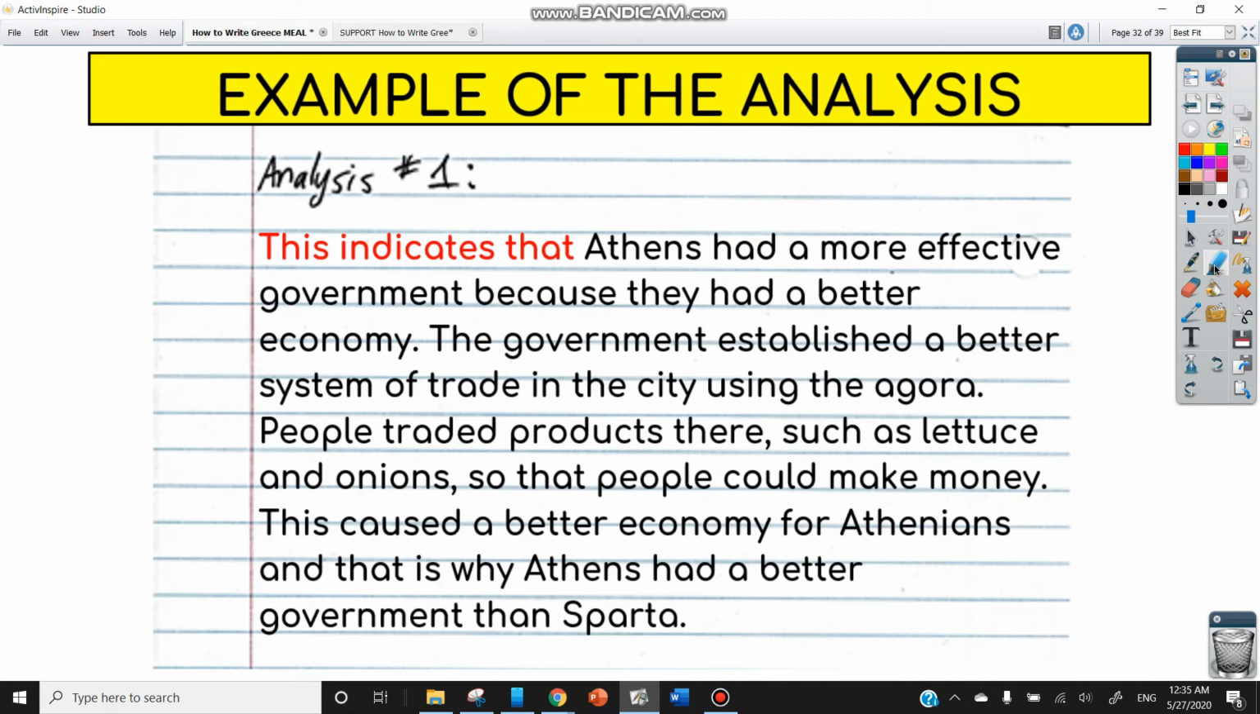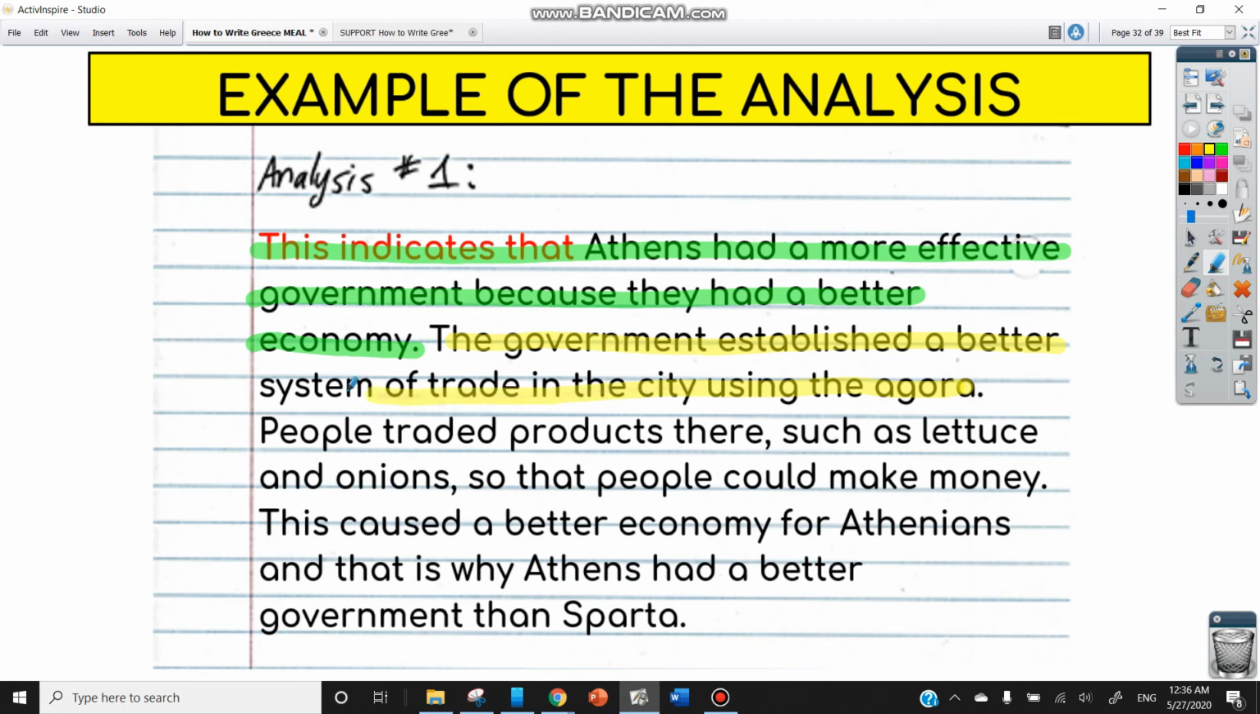So on this first level, you see that you're establishing a connection between the claim and the evidence, okay? The evidence is about the economy, so you're trying to connect it to the claim of Athens had a more effective government. And then in the second part, we'll see how it develops. The government established a better system of trade in the city using the Agora. People traded products there, such as lettuce and onions, so that people could make money.